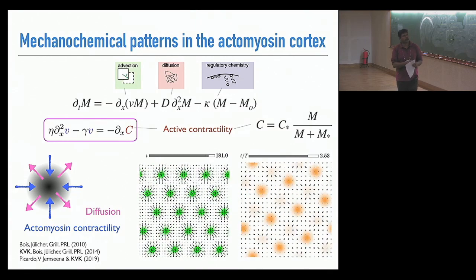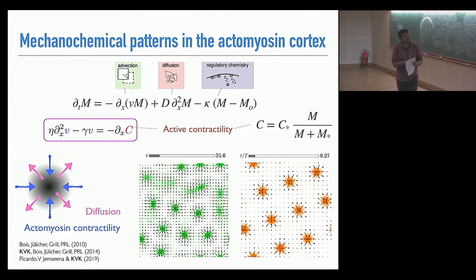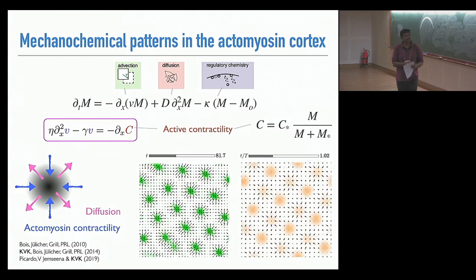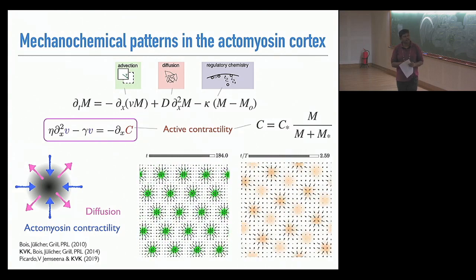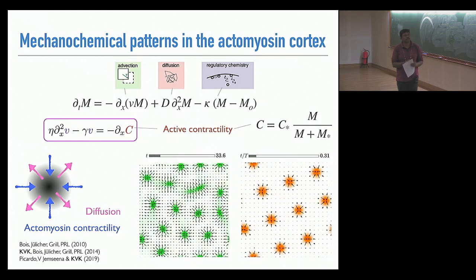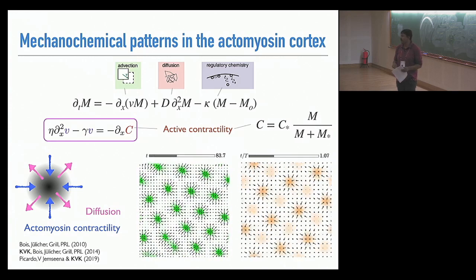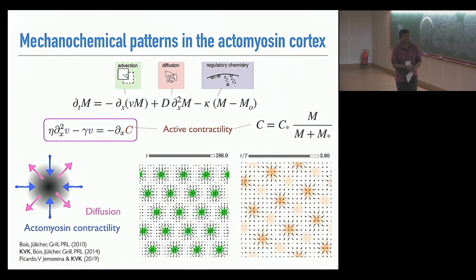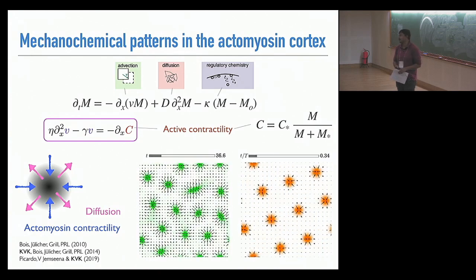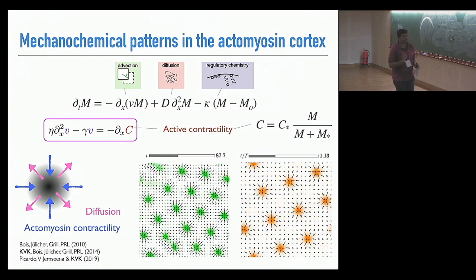So you now have a closed set of equations: an evolution equation for the myosin density, and a force balance equation for the velocity field. The claim is that these two equations, just like the Turing equations that we had, have a set of instabilities that will lead to spontaneous patterns coming up. I want to do that and then stop for the day.